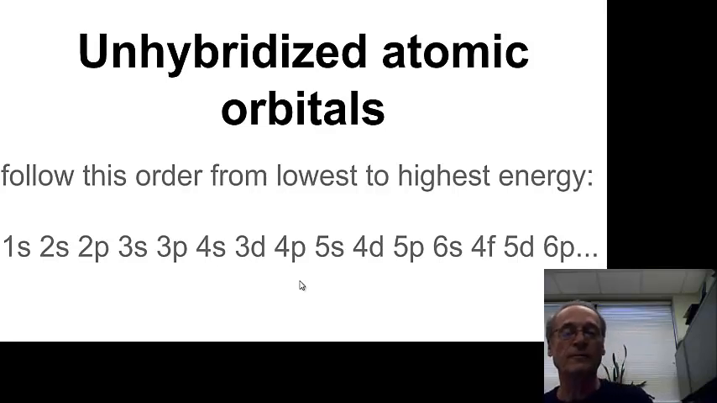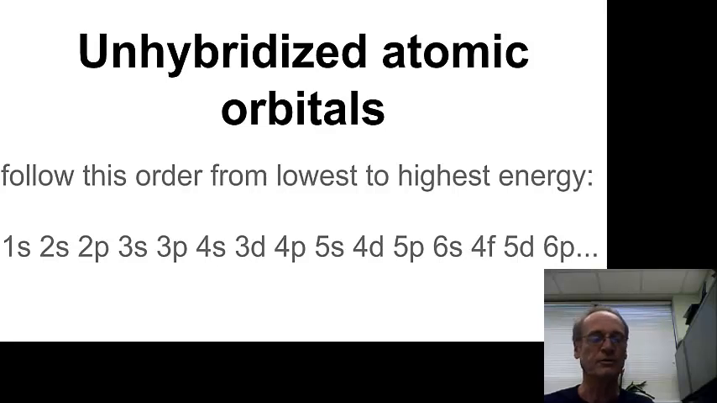Okay, and also don't forget that they go in order from lowest energy to highest energy. And when we're talking about energy, what we really mean is how much energy does an electron have when it's in a particular orbital. So the lowest energy it can have is when it's in the 1s. If it's in the 2s, it's a little bit higher in energy. If it's in the 2p, it's higher yet, and so on.